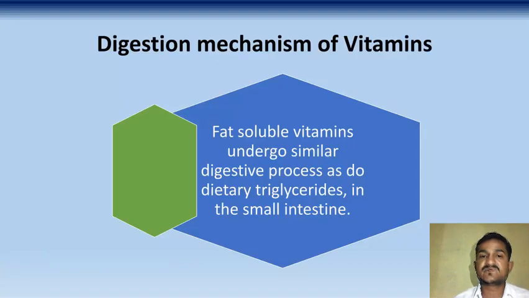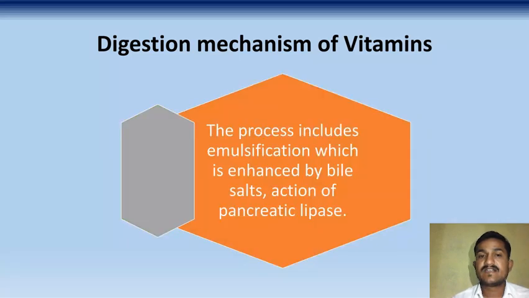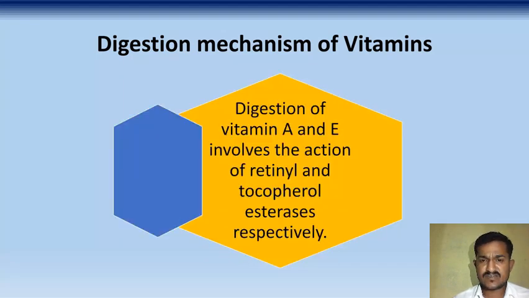Then next, vitamins. About the vitamins, there are two kinds: first is the water soluble vitamin, and another is the fat soluble vitamin. So the digestion mechanism of the vitamins. Fat soluble vitamins undergo a similar digestive process as dietary triglycerides in the small intestine. The process includes emulsification, which is enhanced by the bile salts and the action of pancreatic lipase. Then the digestion of vitamin A and vitamin E involves the action of retinol and tocopherol esterase respectively.